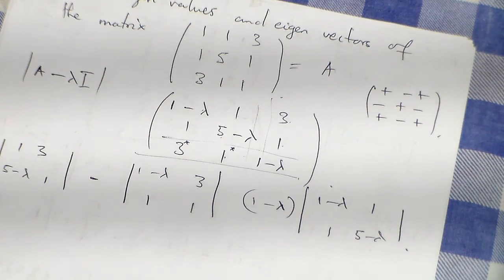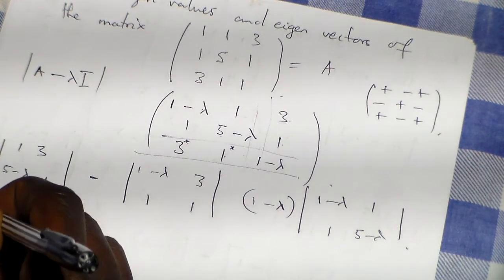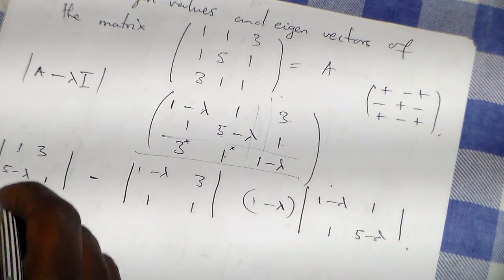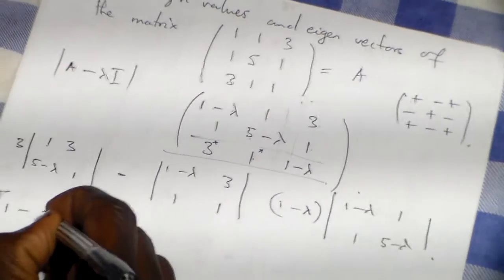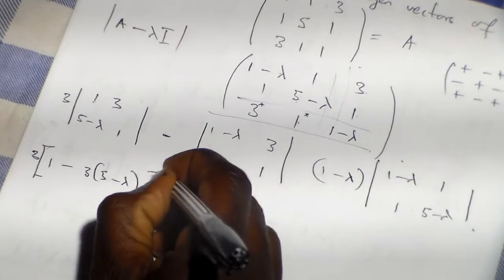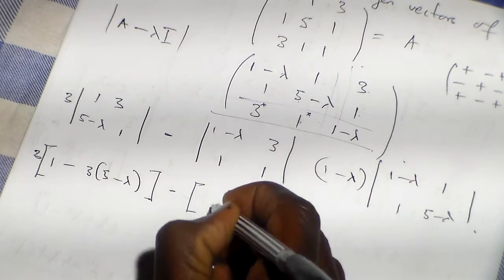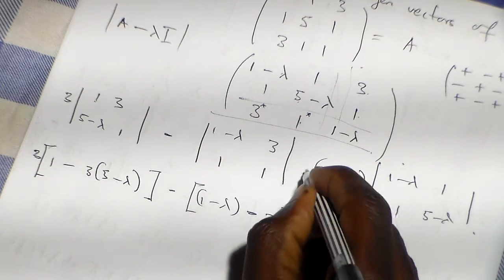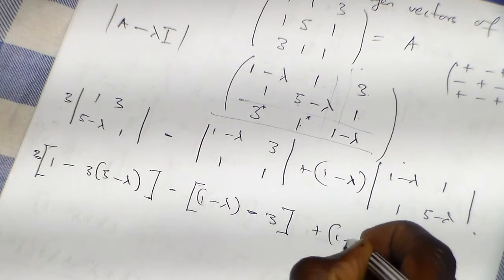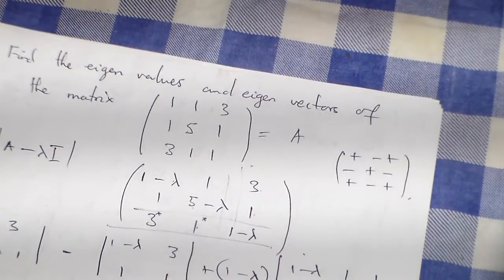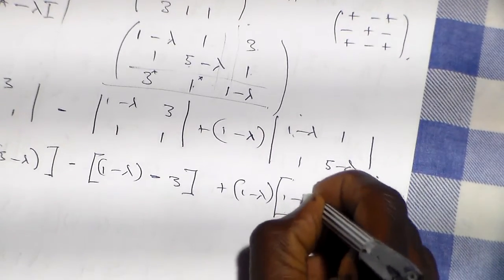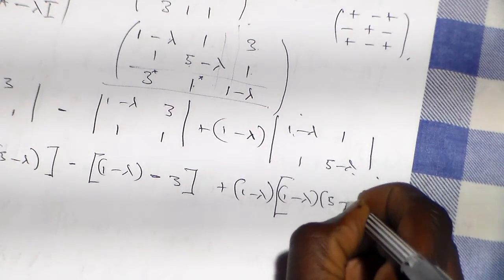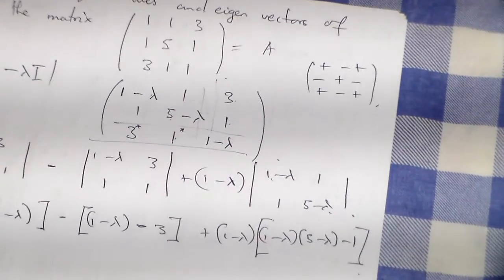Okay, now finding the factor for each matrix, I'm saying 1 times 1 minus 3 times 5 minus lambda. Then the second factor is 1 minus lambda minus 3. Then we are saying plus 1 minus lambda. So we are saying 1 minus lambda multiplying 5 minus lambda minus 1. Okay.